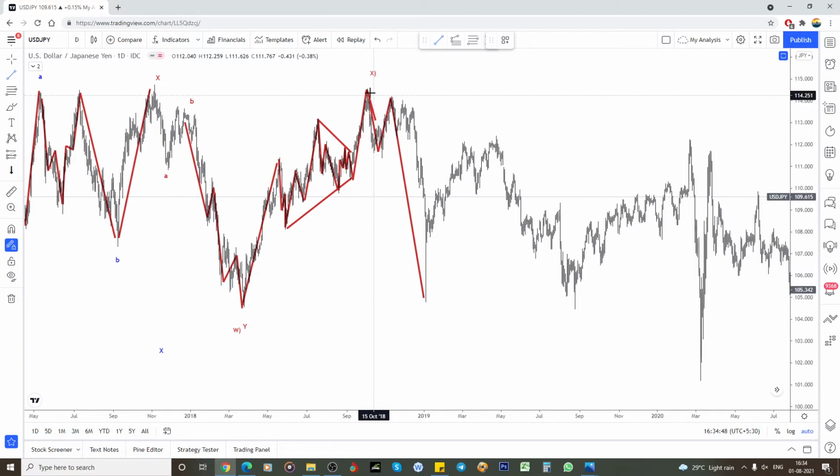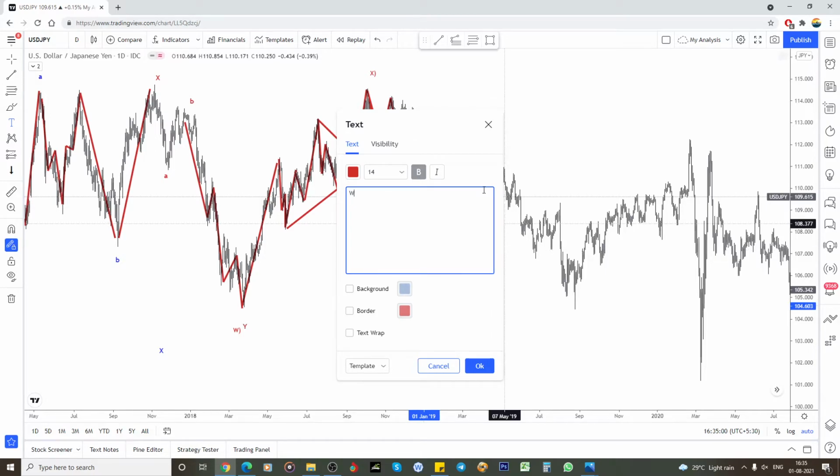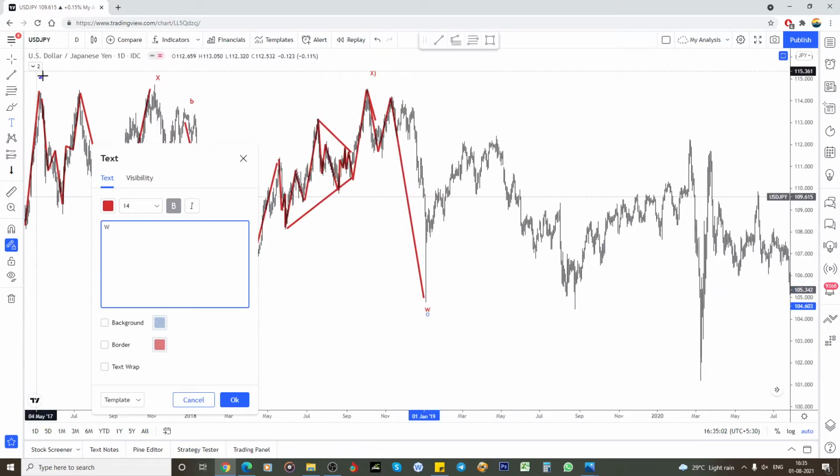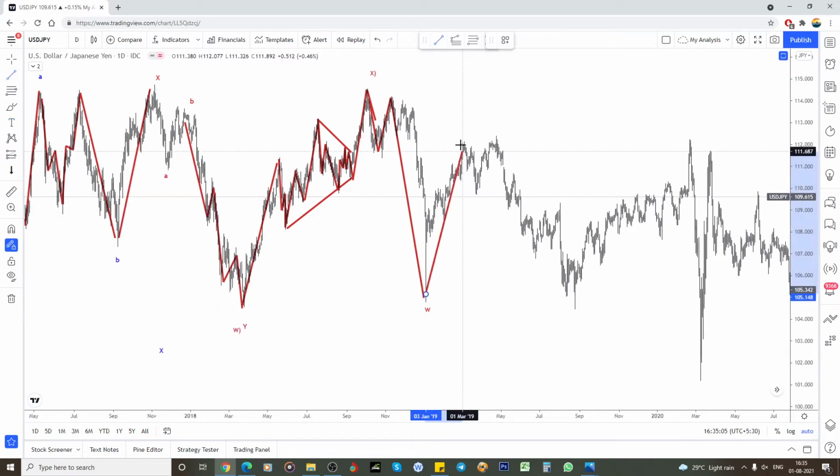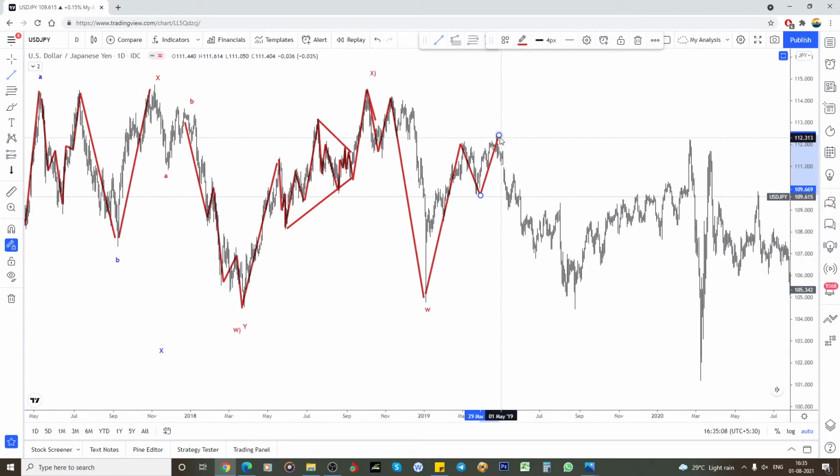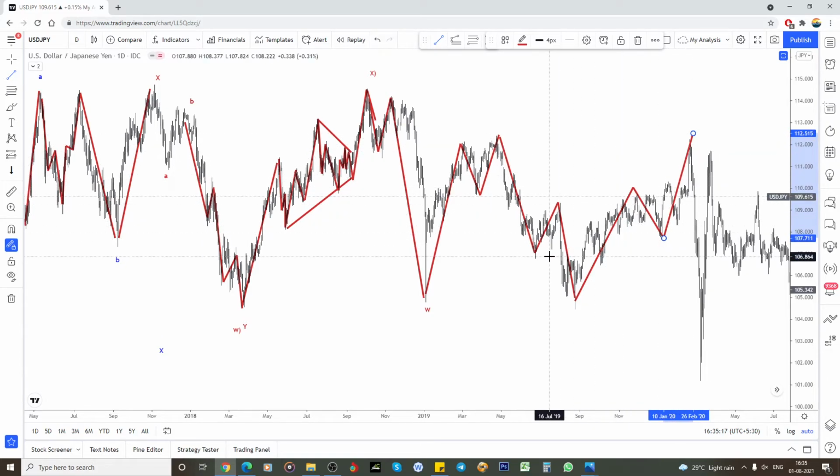So again this is the connecting wave. So A, B, C is over. This Y wave is also connected, split into another W, and this one is A, B and C, and another A, B, C. So again it's a B and C. See, all these are WXY corrections. So now I come to a conclusion. This is B, C, it's W, X, A, B, C. So this whole thing becomes an irregular.